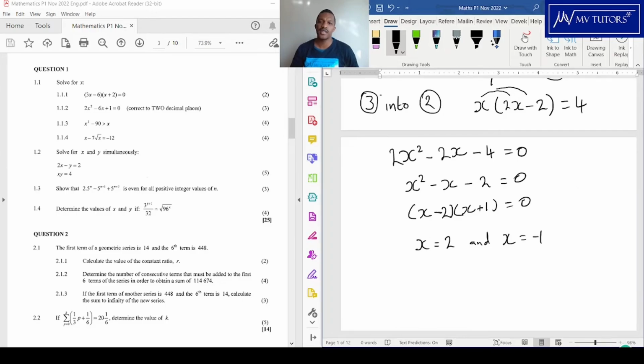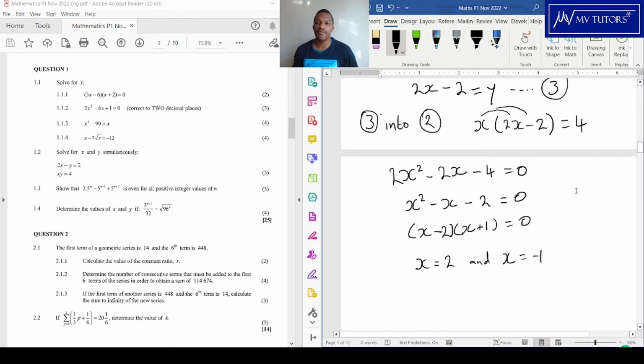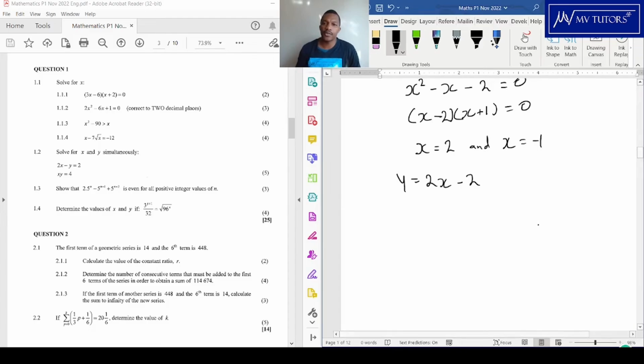So x is equals to 2, because you always take the opposite side, and x is equals to minus 1, right? Now we need to go back to our formula for y. Remember, y is equals to 2x minus 2. Okay, now when x is 2, what's the value of y? So substitute 2 into there, and that gives us 2 times 2 is 4 minus 2, that's 2.